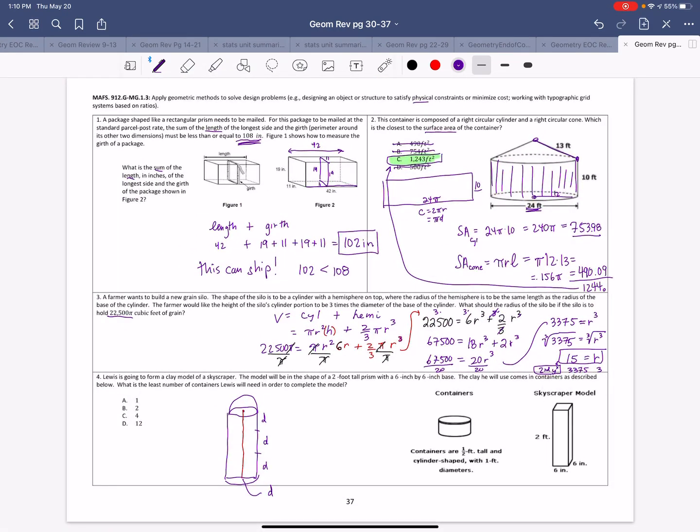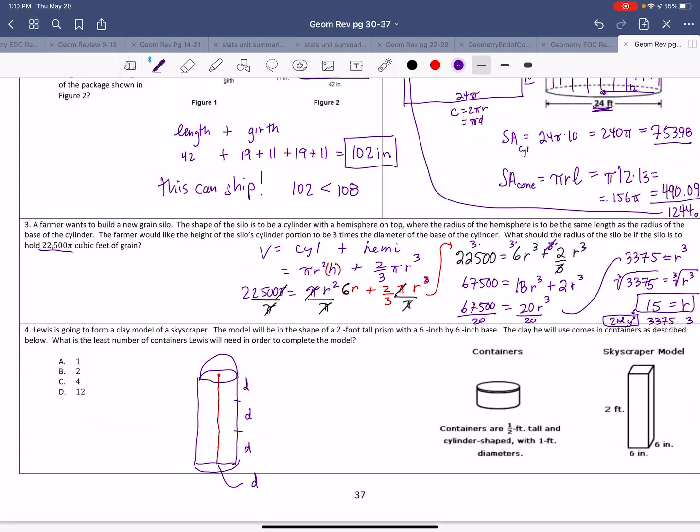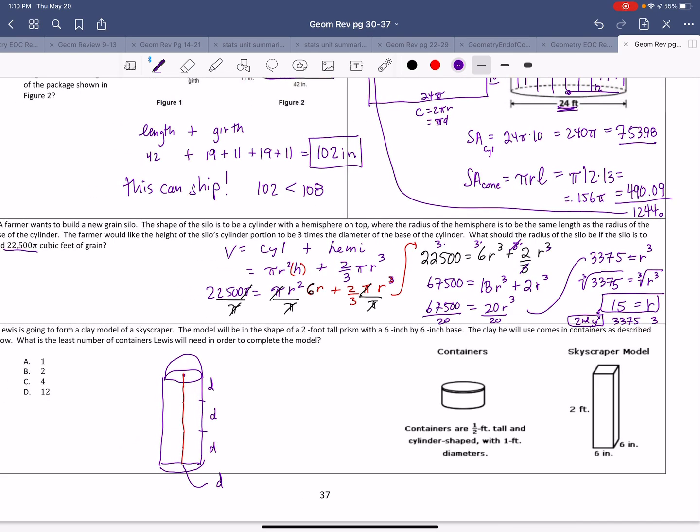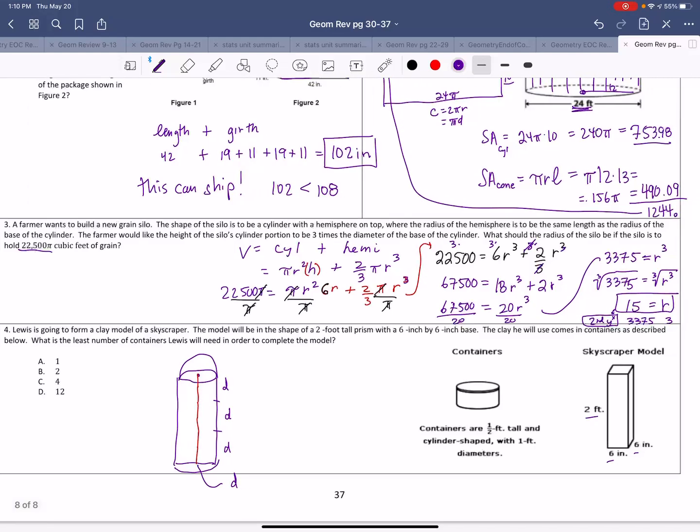Okay, last question ever. Really, really exciting. Lewis is going to form a clay model of a skyscraper. The model is to be in the shape of a 2-foot tall prism with 6 inches by 6 inches on the base. The clay he will use is in the container described below. What is the least number of containers Lewis will need in order to complete the model?